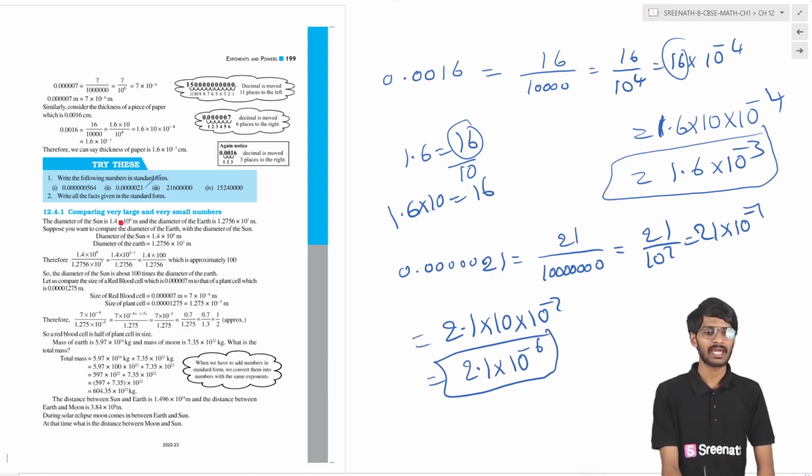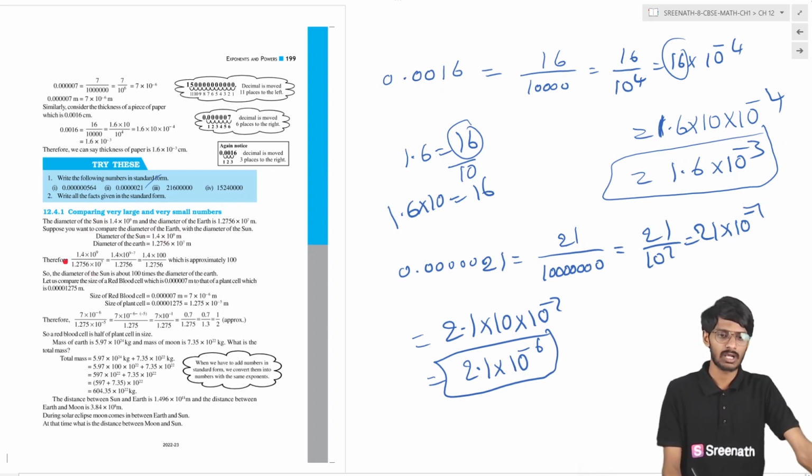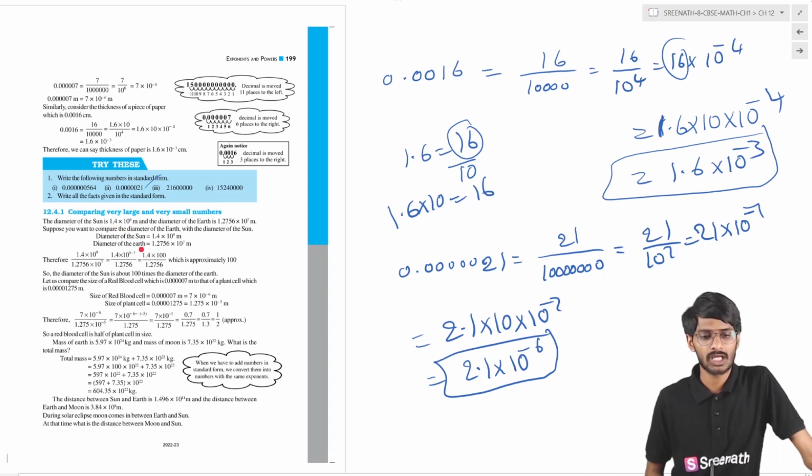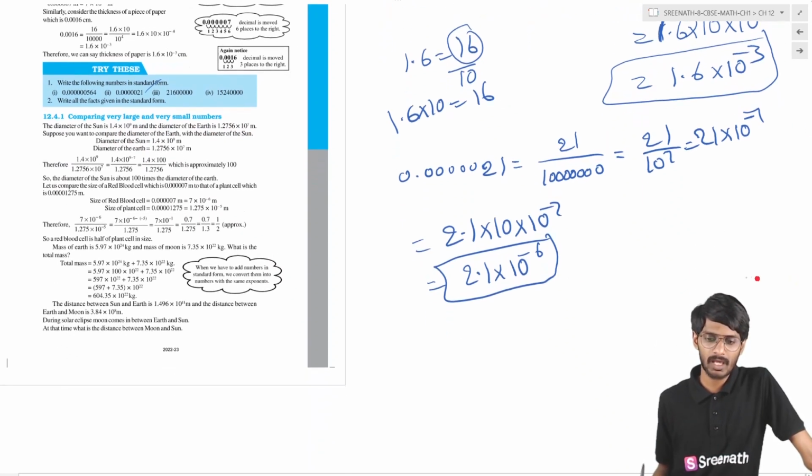Next thing is comparing very large and very small numbers. How will we compare very large and very small numbers? Basically the diameter of the sun is 1.4 into 10 power 9 meters and the diameter of the earth is 1.2756 into 10 power 7 meters. If you want to compare both these things, how will you compare them?